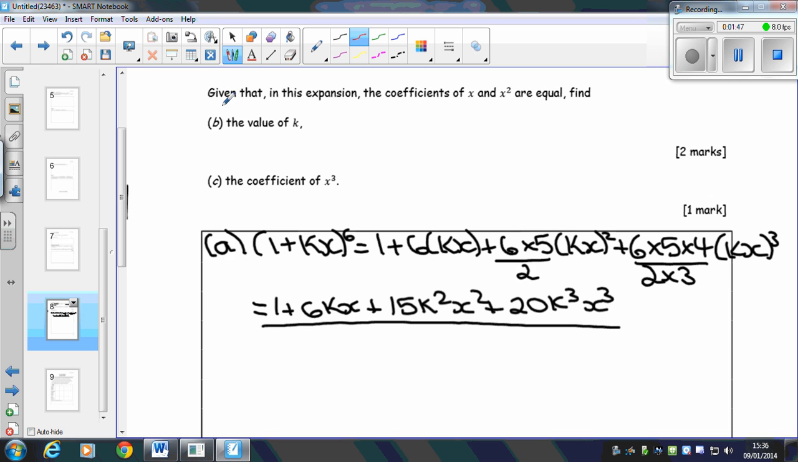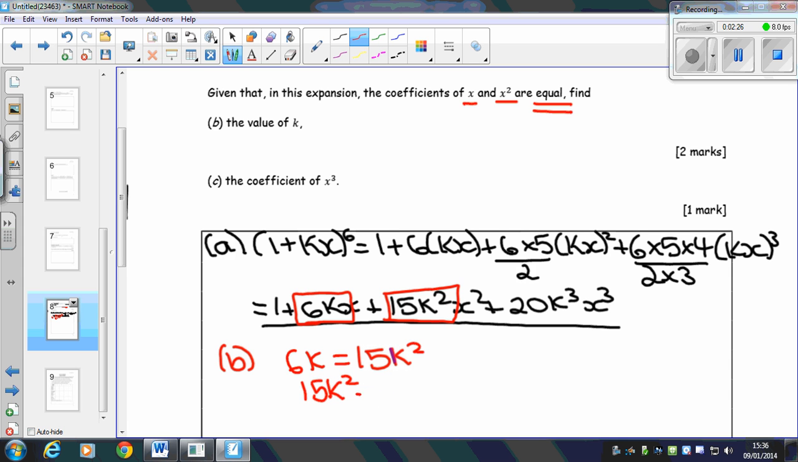On to part b. Given that in the expansion the coefficients of x and x squared are equal, we're asked to find the value of k. So for part b, we've got this here. We know that 6k is equal to 15k squared, because we know that the coefficients of these two are equal. So that means that 15k squared minus 6k equals 0.